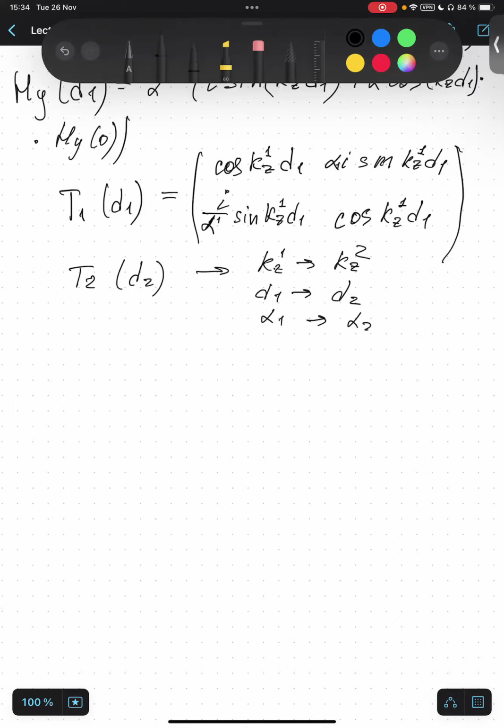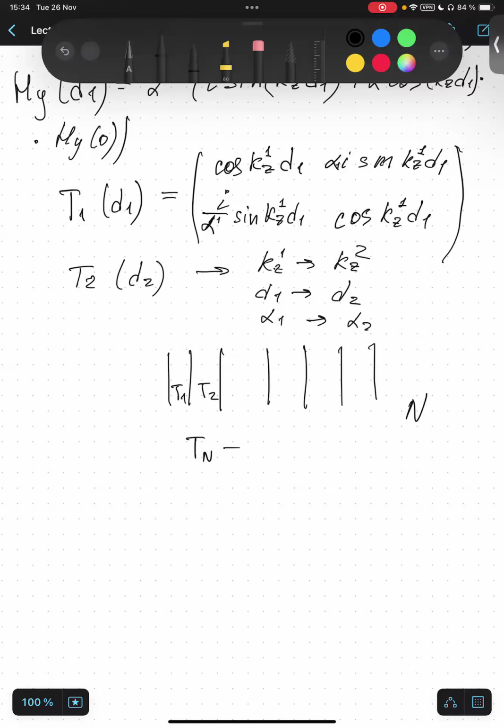So we obtained some matrices which are called transfer matrices that help us to find the fields that propagate through some periodic layers. For example, if you have a lot of periods, n periods, you have here T1 and T2.